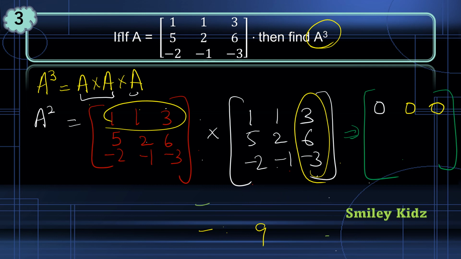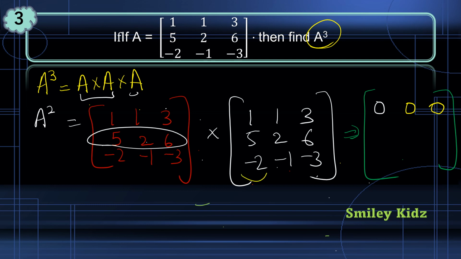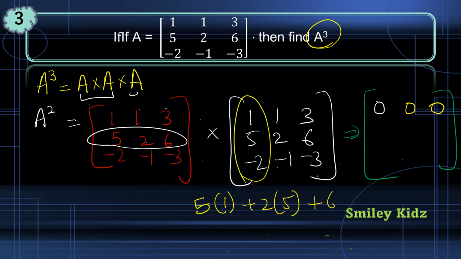Fine, now let's take on the second row with the first column. Alright, this will be in this manner. Now 5 into 1 plus 2 into 5 plus 6 into minus 2. Alright, this will be equal to 5 plus 10 minus 12. That is equal to 3. So here let's put 3.